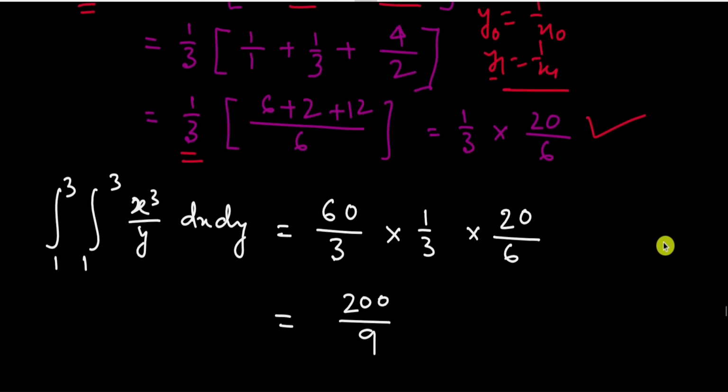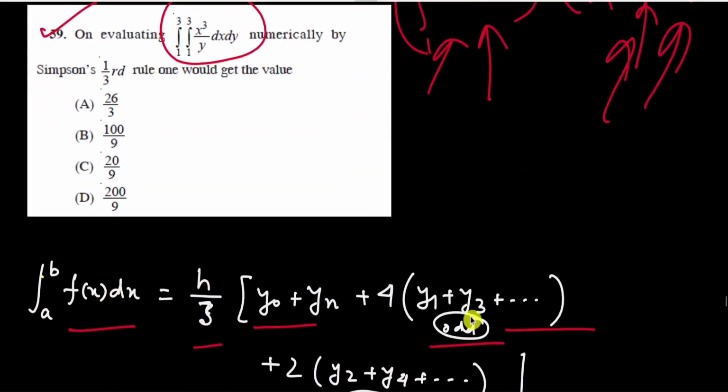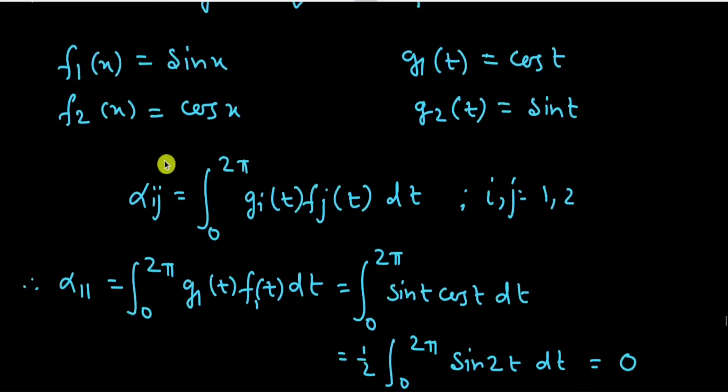Therefore the value of the integration is simply the product of these two integrals. So this is equal to 60 by 3 into 1 by 3 into 20 by 3, and 60 tens are 20, and 20 into 10 are 200 by 9. So 200 by 9 is the correct answer for this problem. So option D is correct here. Now go to the next question.